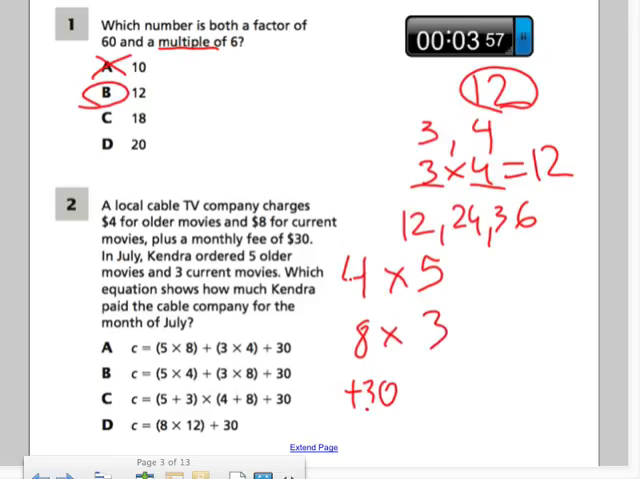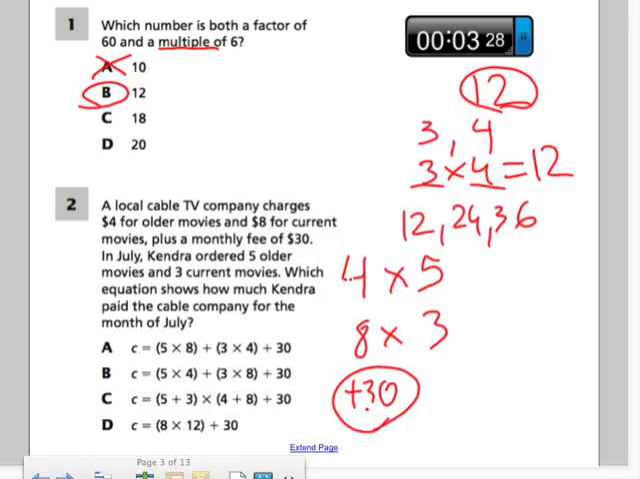Which equation shows how much Kendra paid the cable company for the month of July? Now look at all we wrote down here. We know we have to do this multiplication, this multiplication. We also know that the cable company makes you pay a monthly fee of plus 30. But which one of these equations matches the work that we know we have to do? It's not all of them. Look carefully.